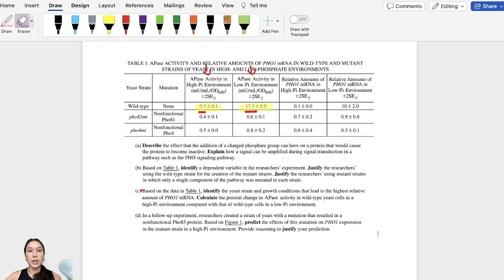It's a couple parts. It says, in a follow-up experiment, researchers created a strain of yeast with a mutation that resulted in a non-functional FO85 protein. Based on figure 1, predict the effects of this mutation on FO1 expression in the mutant strain in a high PI environment, and then provide reasoning to justify. Okay, so FO85 is what we're now changing.